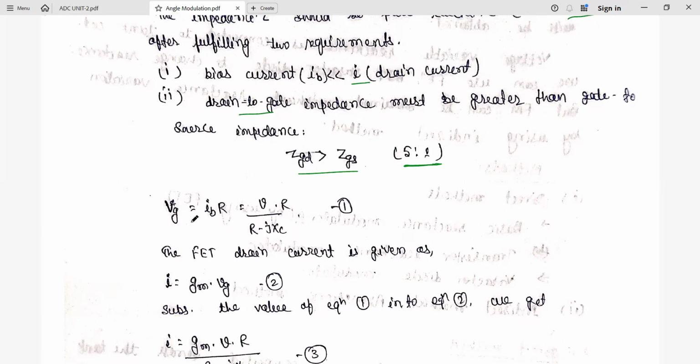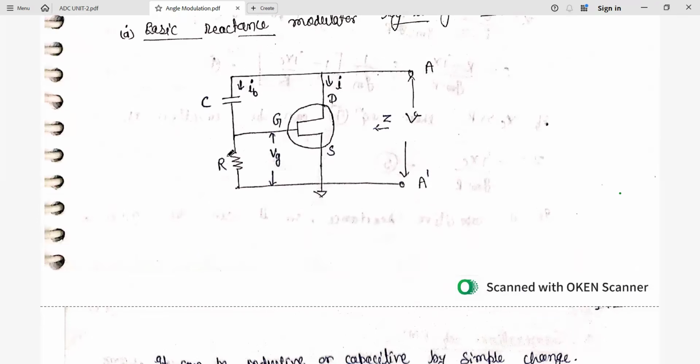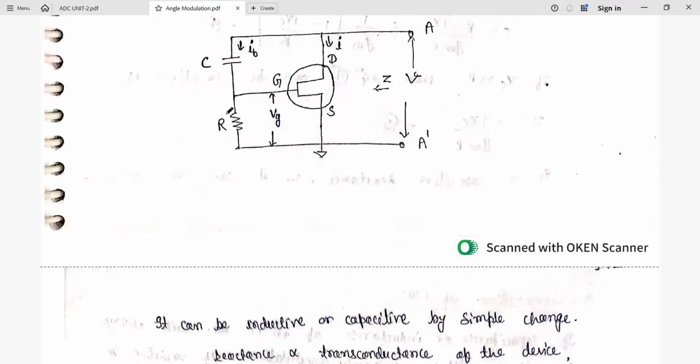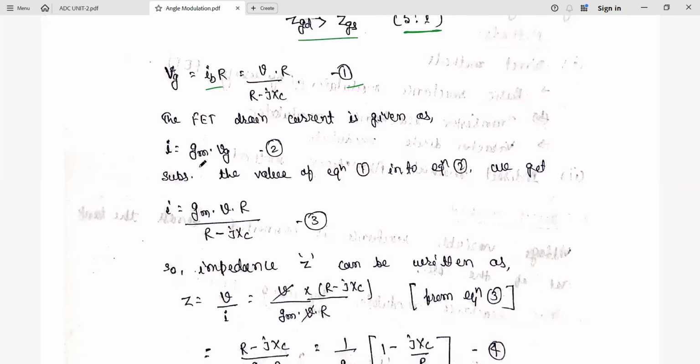Now by the diagram, if you see the calculation here, VG is what? IB into R. Now we substitute the value of IB, that is V upon R minus jXC. You can see that in this diagram: IB is here, R, and this C is there. That reactance is XC. So finally we have equation 1. Then we have to obtain the drain current, that is gm into VG. From equation 1 we have the VG value that we are going to substitute in equation 2.